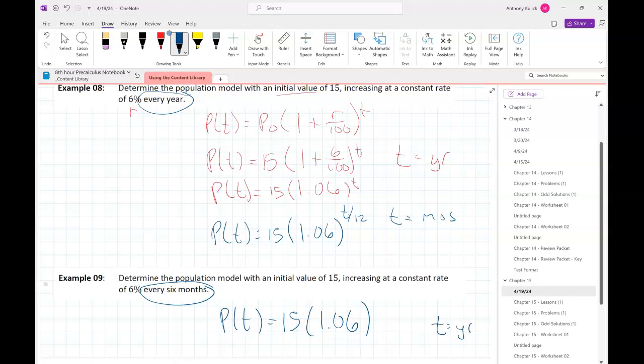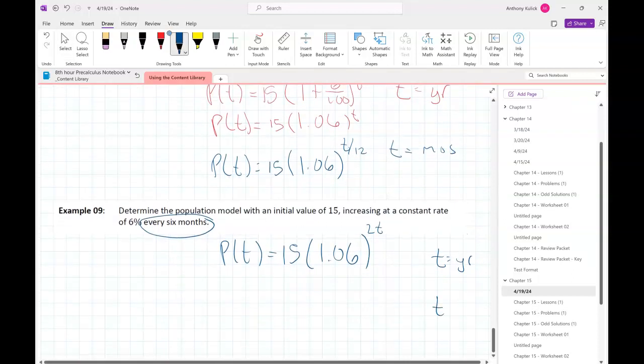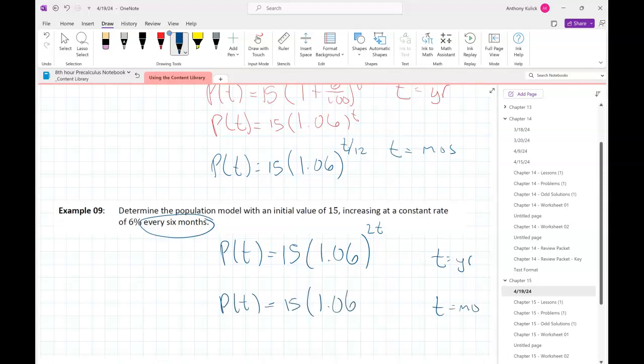How many times are we going to hit that 6% growth in 1 year? Twice, right? Because it's happening every 6 months. So it should be 2t, because you're getting it happening twice. Like in 1 year, it happens 2 times. Now, if we wrote it in months, how much of that 6% change is going to happen in 1 month?